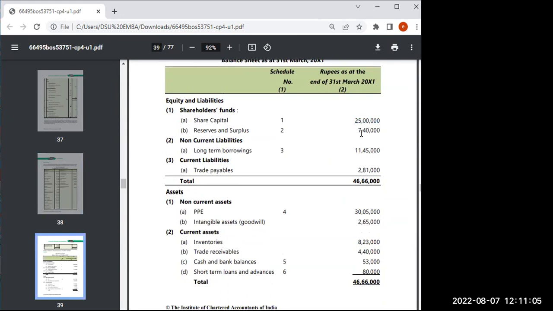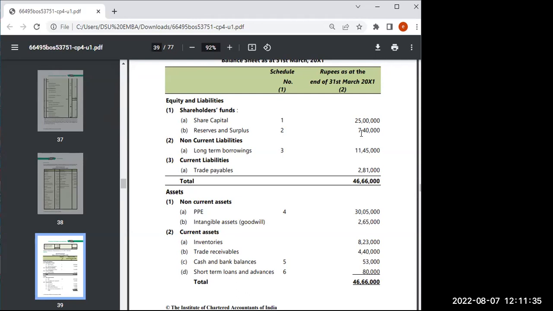Okay, next, reserves and surplus. How do I calculate reserves and surplus? Listen, theoretically, last year's profit and loss, how much is there in the balance sheet? I mean, the P&L account, something is there. That one, plus current year profit after tax. How do you know the current year profit after tax? Just now we prepared it. Add together.